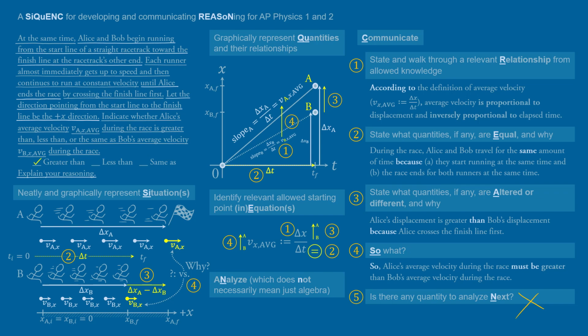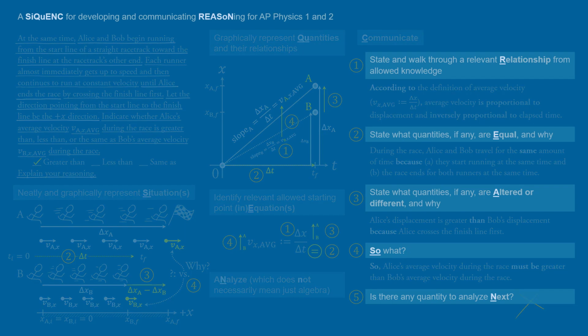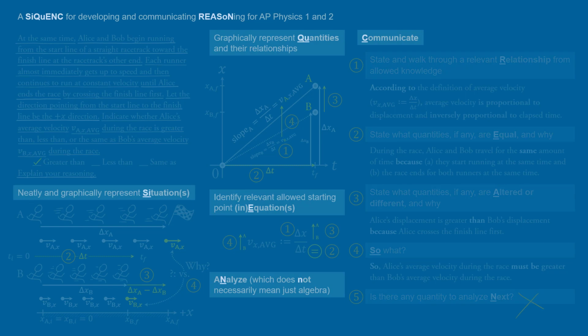We can remember key features of the argument developed in this example by seeing that selected letters from these prompts form the mnemonic reason. And we can remember steps for using multiple representations by seeing that selected letters from these prompts form the mnemonic sequence.